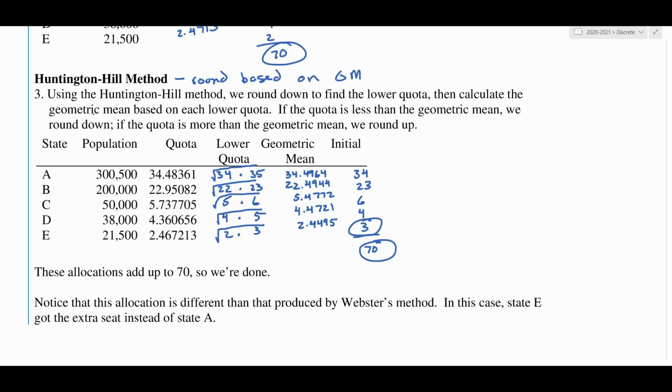But we currently use the Huntington Hill method. It has shown a lot less bias towards the large population states. So it's a good method. It's been tried and true for some time now.